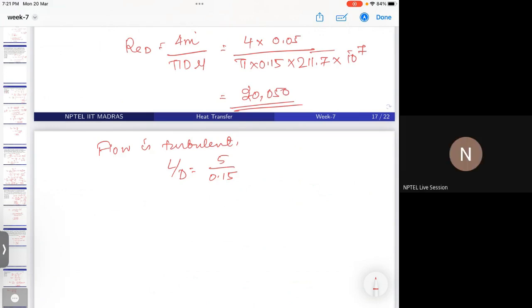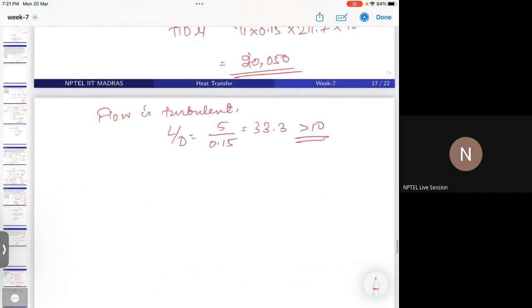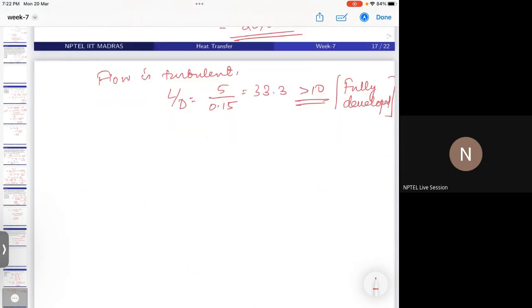Yeah, it is 33.3, which is greater than 10. So we can assume the fully developed condition. Okay. So now we will go to the Dittus-Boelter equation. That is Nu_D is equal to 0.023, Reynolds number 455, Prandtl number is 2.3.